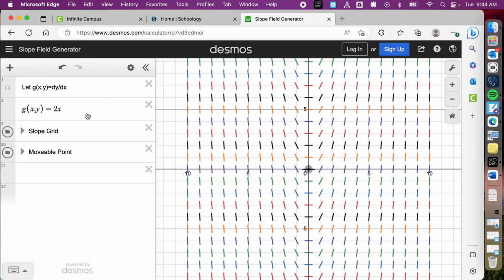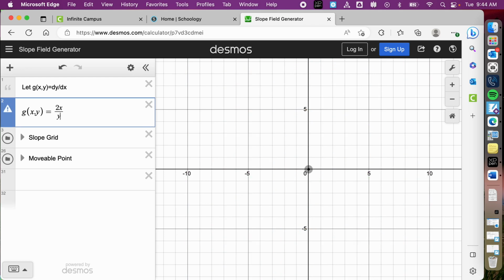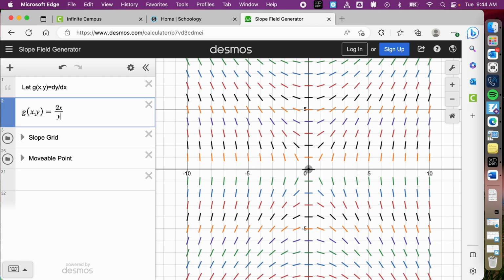Let's make it 2x over y. And then it immediately changes. This one would be hyperbolas. I don't know if you remember what a hyperbola is. It's like a parabola, but doubled, a bottom and a top. This one would give you different hyperbolas, with the c value affecting how wide it is, it kind of looks like.